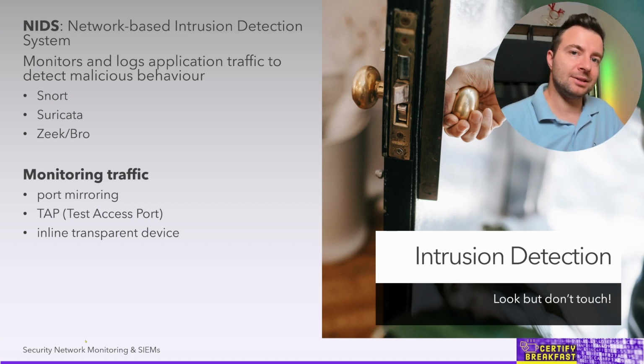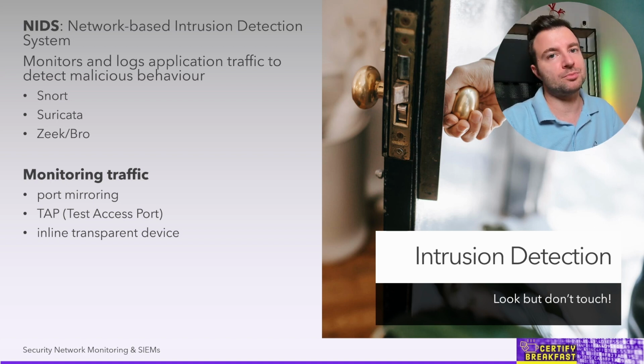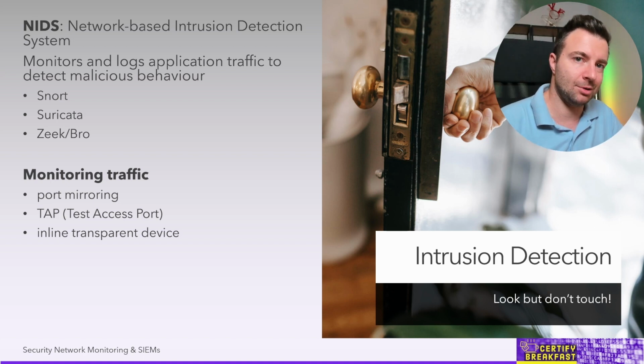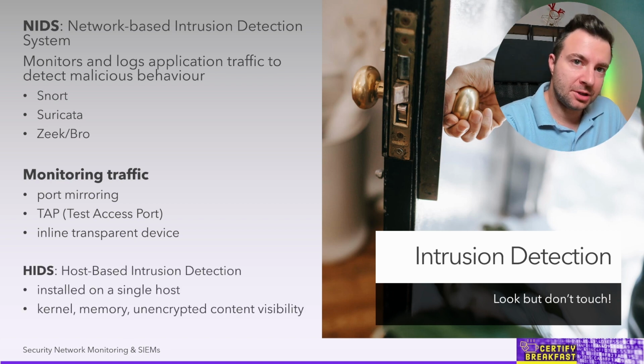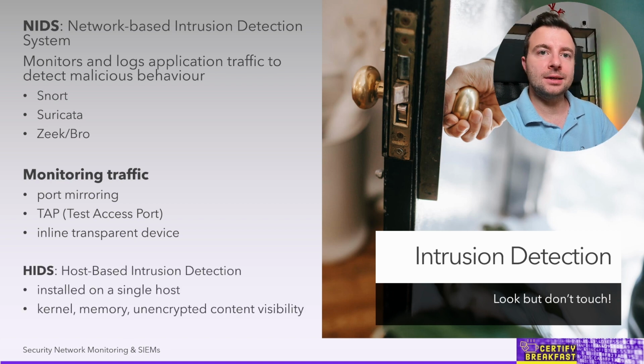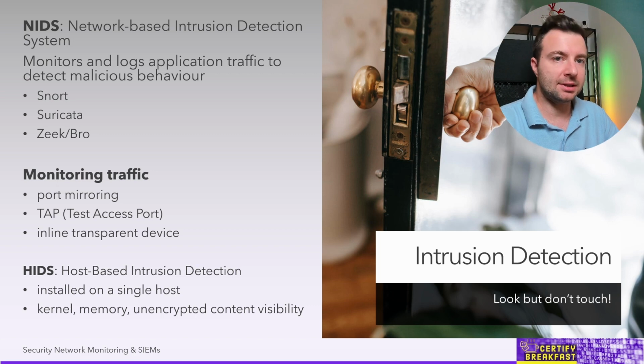Now, having the device placed inside of the traffic path opens us to the possibility of actually blocking the traffic, and that's going to be a different type of solution called intrusion prevention system, and we'll get there in just a moment. There's one more type of intrusion detection device or solution, and that is a software solution that can be installed directly on the workstations.